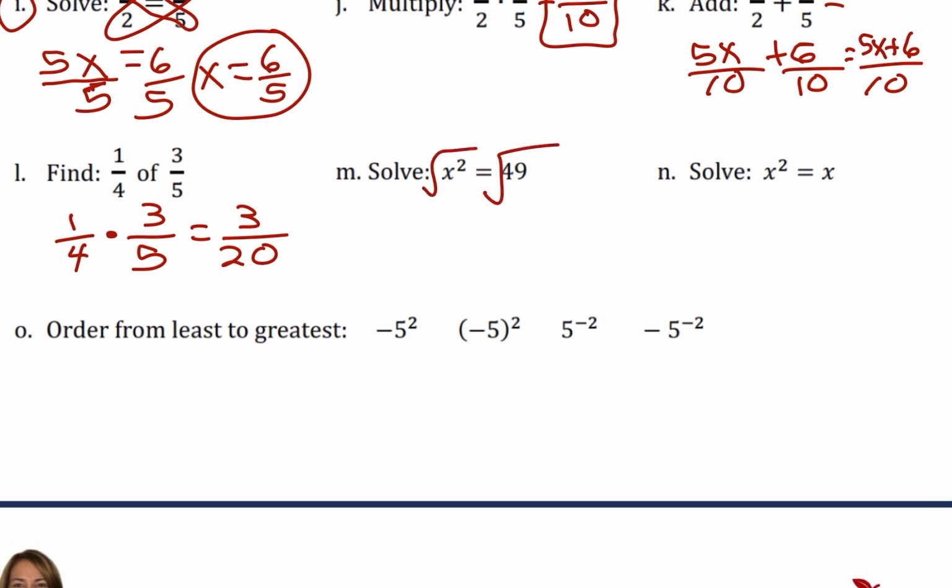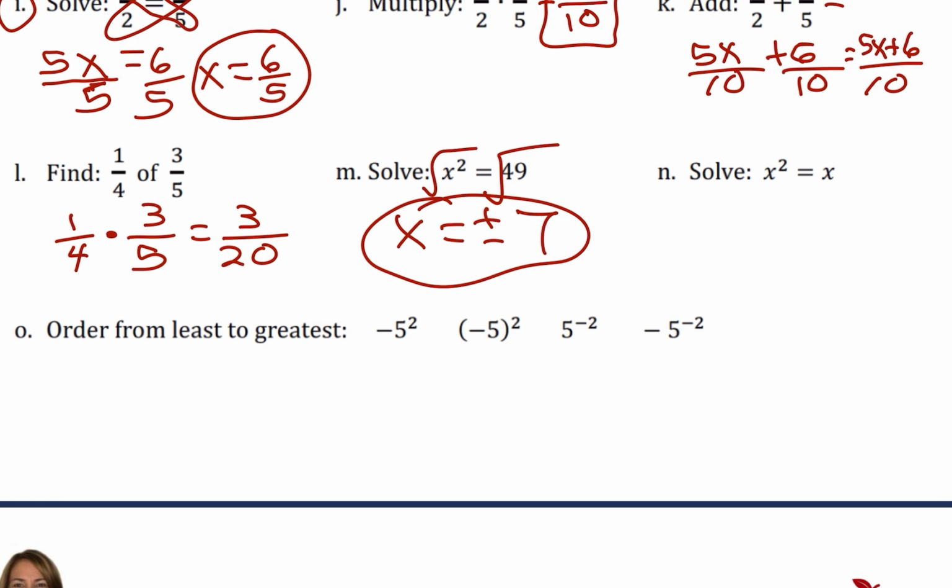Okay, this is on here. We've done some like this recently. You take the square root of both sides. The reason it's on here is a lot of students forget plus or minus when they take the square root of both sides of an equation. Don't forget your plus or minus, super important.